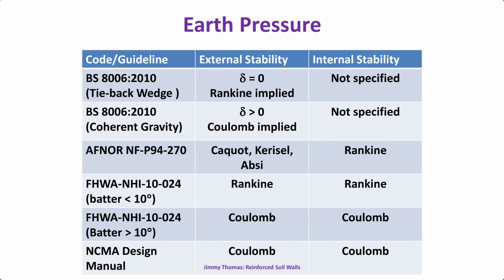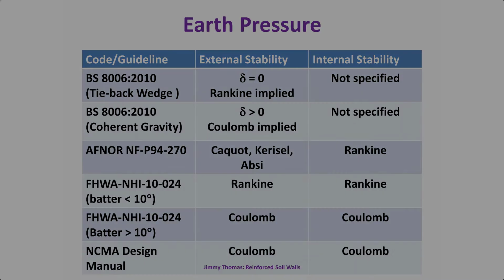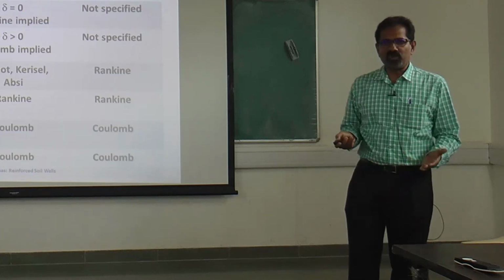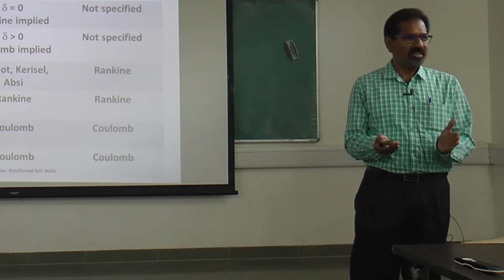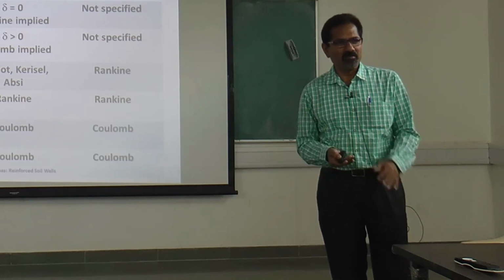Whereas the French code has its own earth pressure theories, because they are French people. For internal stability, Rankine. Similarly, FHWA: if the batter is less than 10 degrees, that means the inclination from the vertical is less than 10 degrees, we go with Rankine. If it is more, we can go with Coulomb. Whereas NCMA is Coulomb only. We know that if you use Coulomb theory, normally the pressure will be less. That means our design will be a bit more economical.